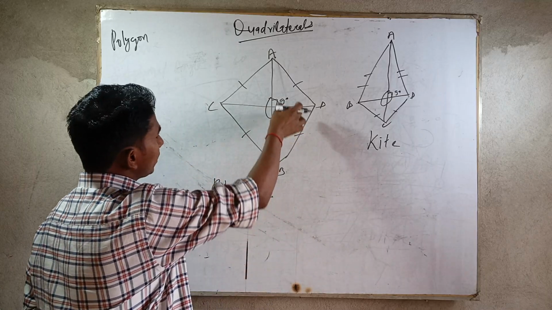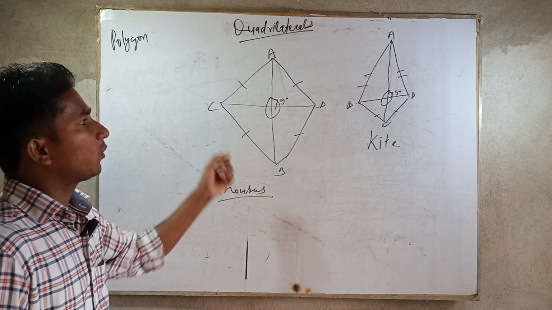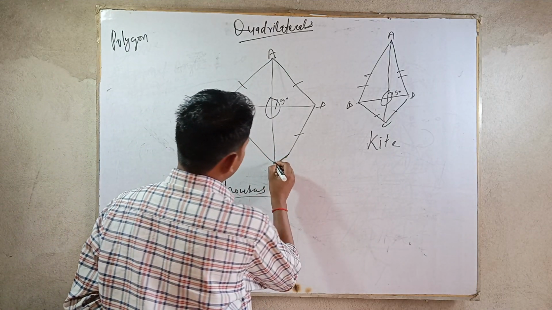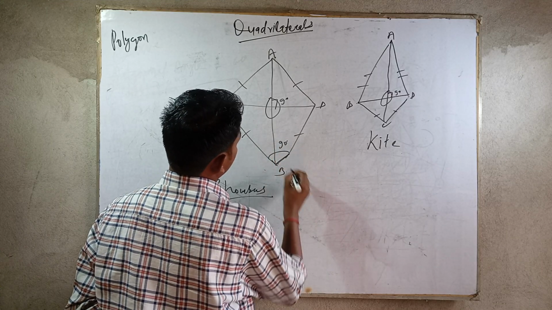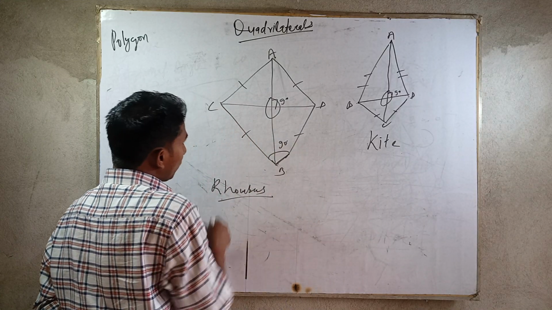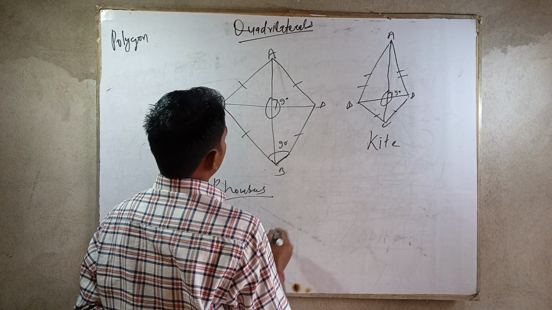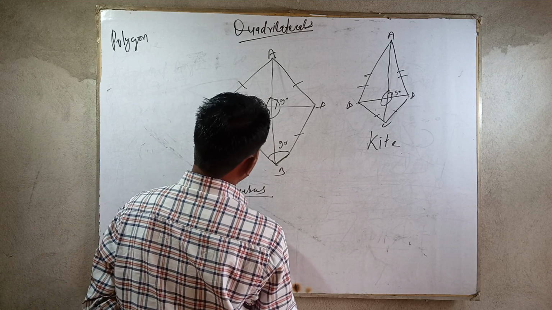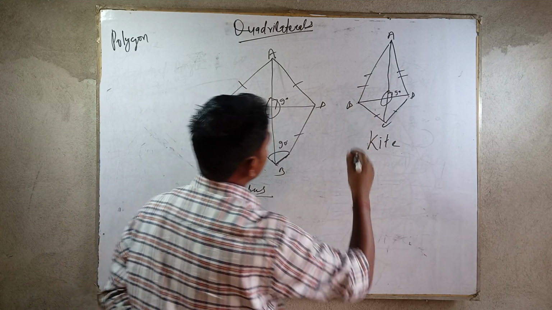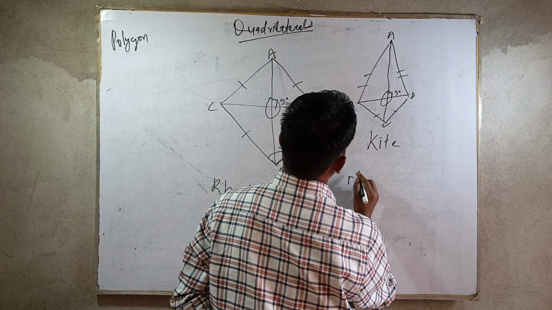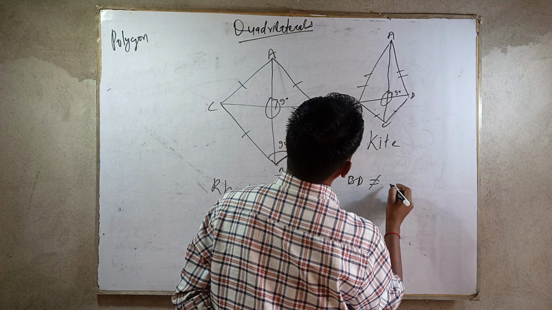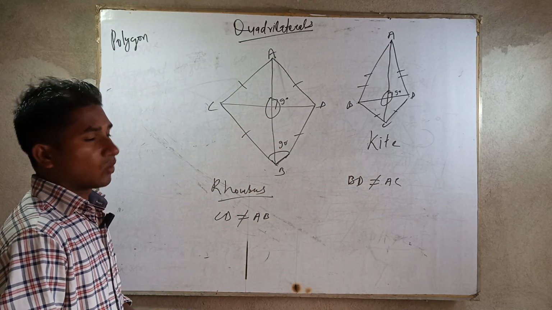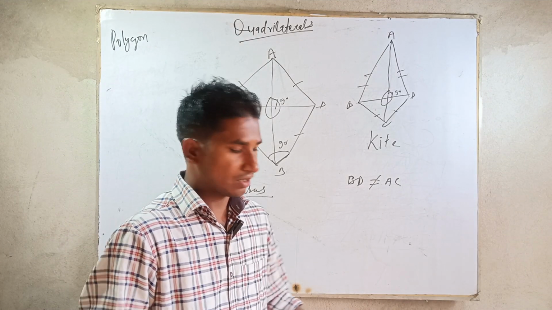A rhombus has diagonals perpendicular to each other and every side equal, but the angles are not 90 degrees, because if they were, it would be a square. The diagonals are not equal. Suppose diagonal BD does not equal AC. Like this, all are forms of quadrilaterals, and we studied all these things.